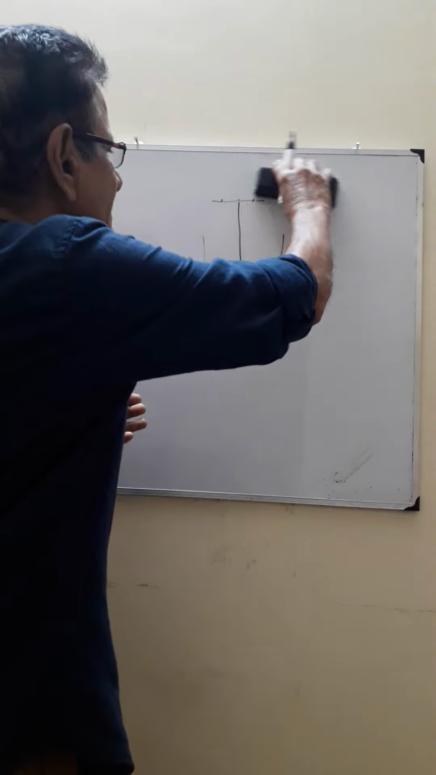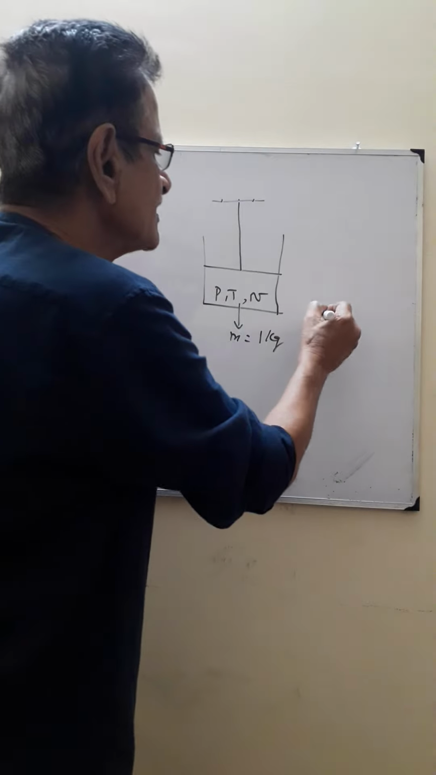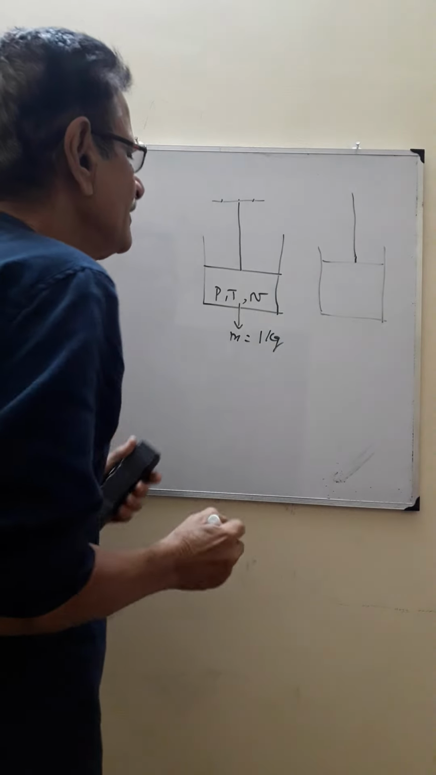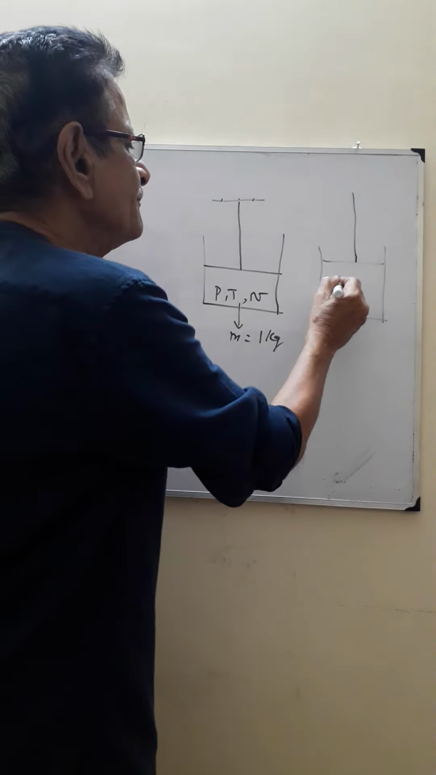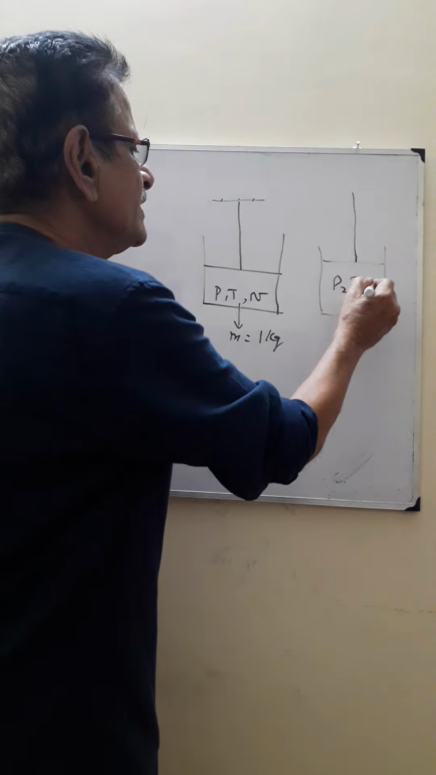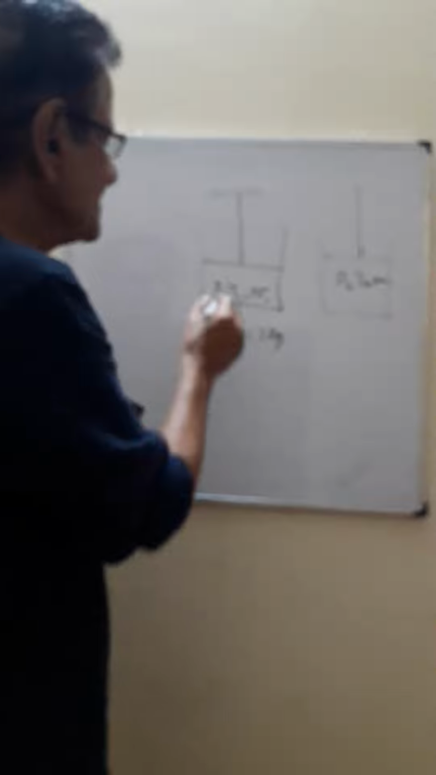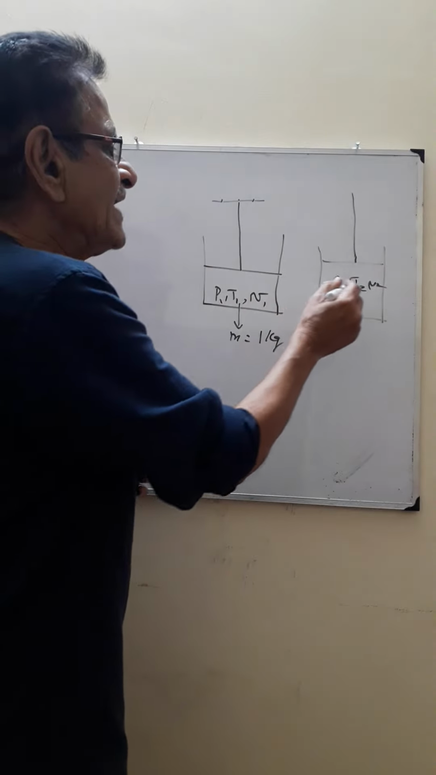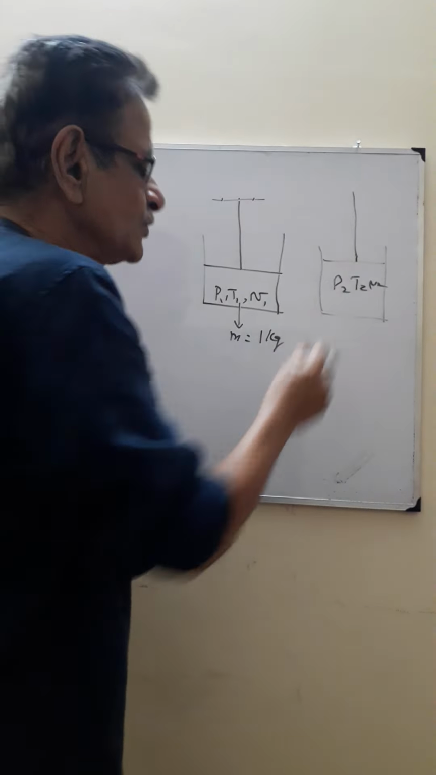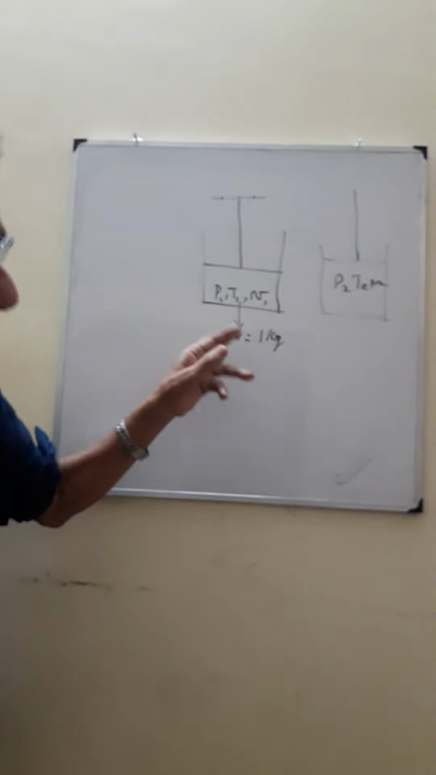I'll suddenly remove this 10 kg. What will happen is this piston will come to a new position, like this. Now, the pressure is P2, T2 and V2. I'll put the initial as P1, T1 and V1, and the final as P2, V2 and T2. The mass is the same.